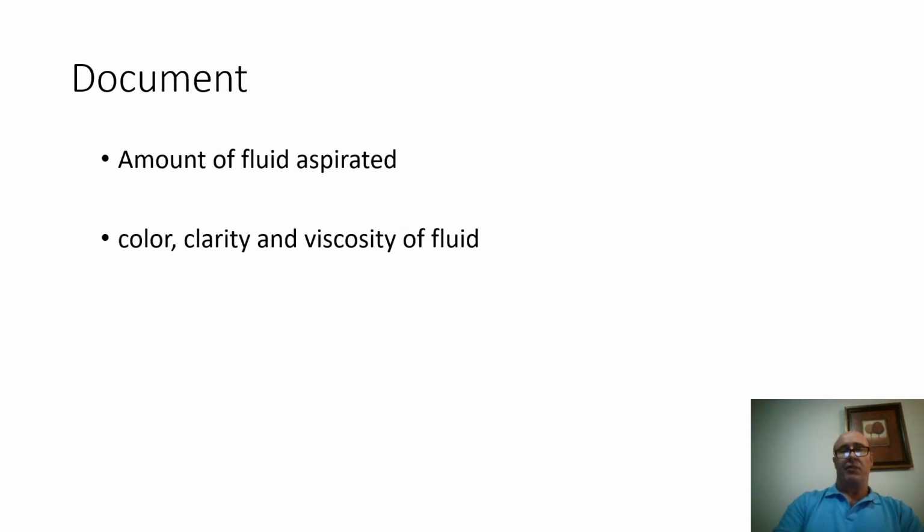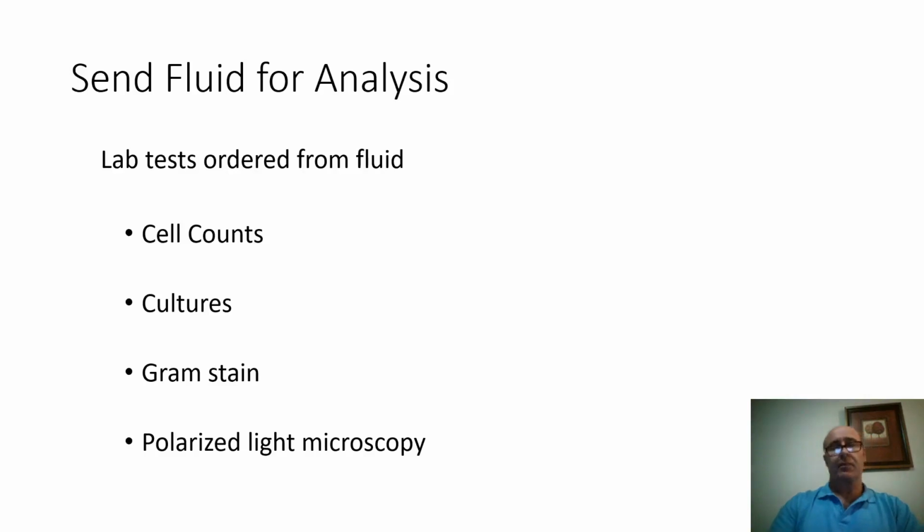If you aspirate fluid, make a note of how much fluid you have, the color, the clarity, and the viscosity of the fluid. That's all important, part of the diagnosis. The fluid you send off to the lab, you can ask for a cell count in the fluid, any cultures, so the typical MCNS, a gram stain, and you may want to ask for light microscopy and a polarized light if you want to exclude a crystal arthropathy.